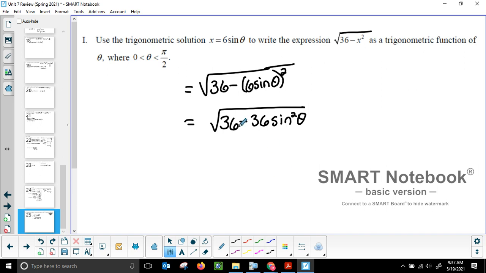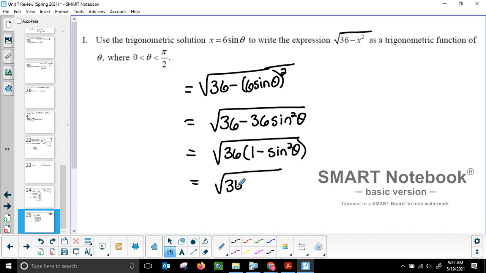All right, again, remember, you cannot just take the square root of both pieces from here. That does not work with addition and subtraction. It only works with multiplication and division. So what I have to do here is factor out a 36. And then I'm left with 1 minus sine squared theta. All right, well, from our Pythagorean identities, what do we know 1 minus sine squared theta equals? Cosine squared theta. All right, so this now just becomes 36 cosine squared theta.